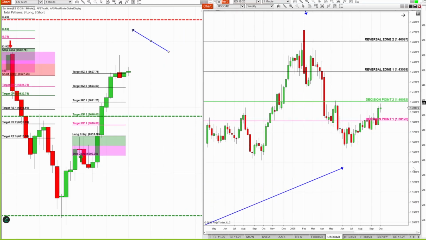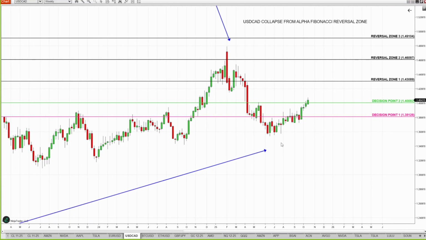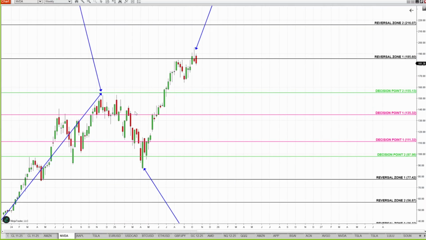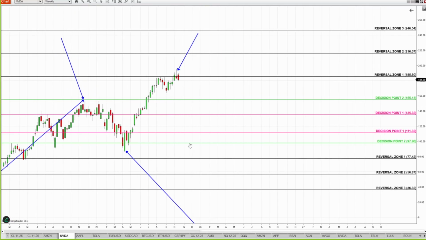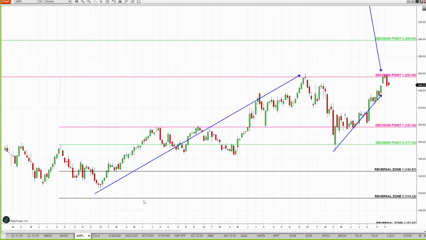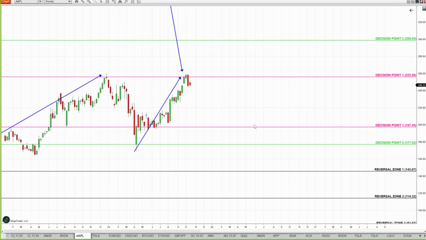US dollar. Catastrophic collapse played out from alpha Fibonacci reversal zone identified many months in advance. Nvidia. Spectacular bullish rally and reversal zone both identified many months in advance. Apple. Apple buyers are weak. Apple selling off from identical level that you will see S&P at next.